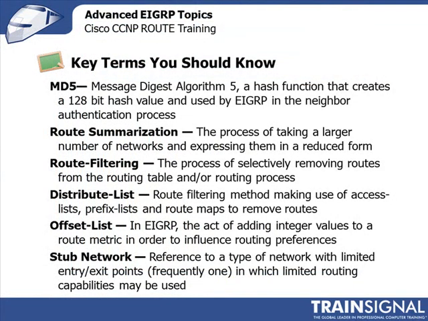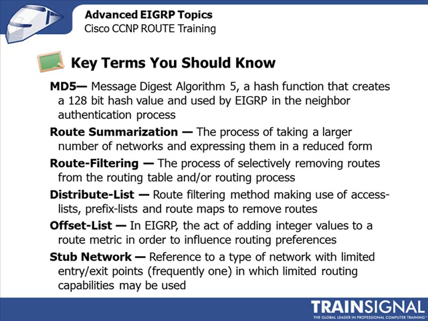So just as a way of wrapping up the lesson, let's go over a couple of terms that you should know. MD5 is the Message Digest Algorithm 5. This is a hash function that creates a 128-bit hash value and is used by the EIGRP process with neighbor authentication. Route summarization is the process of taking a larger number of contiguous networks and reducing them into a reduced form, usually one or two statements. Route filtering is the process of selectively removing routes from the routing table, or possibly the routing process. A distribute list is a route filtering method that makes use of access lists, prefix lists, and route maps in order to reduce the routing table by removing routes.